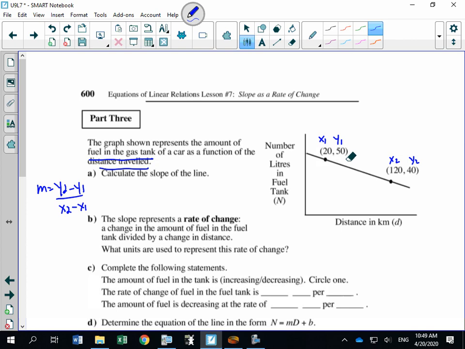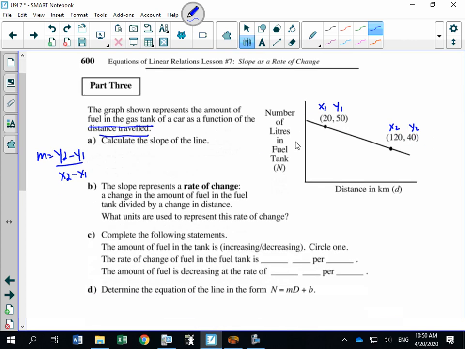I tend to, whatever the first point I see on my graph, call that the x1, y1, and the other one the x2, y2. But if I called this one x1, y1 and this one x2, y2, I would get the exact same slope. And you could test it out if you want to. So y2 minus y1 is 40 minus 50. x2 minus x1 is 120 minus 20. 40 minus 50 is negative 10. And 120 minus 20 is 100.